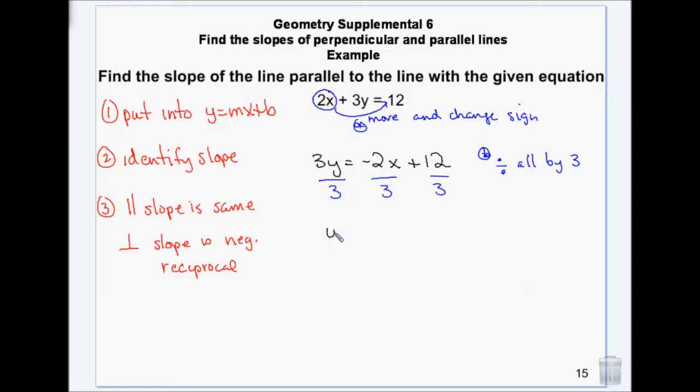Once I've done that, I have my y. Those don't divide, so I leave them. Plus 4. And so my slope is negative 2/3. And my parallel slope will also be negative 2/3.